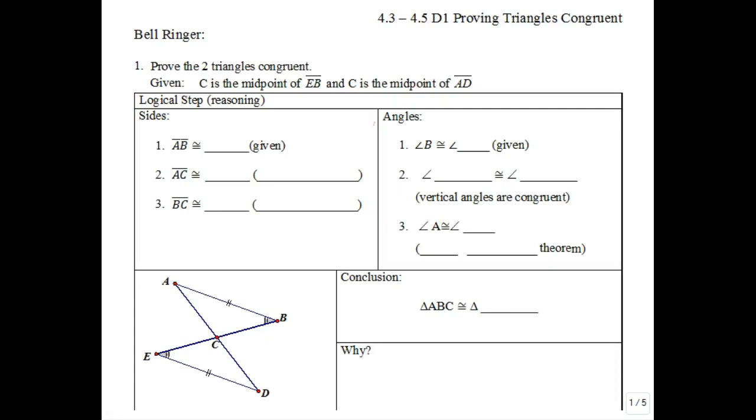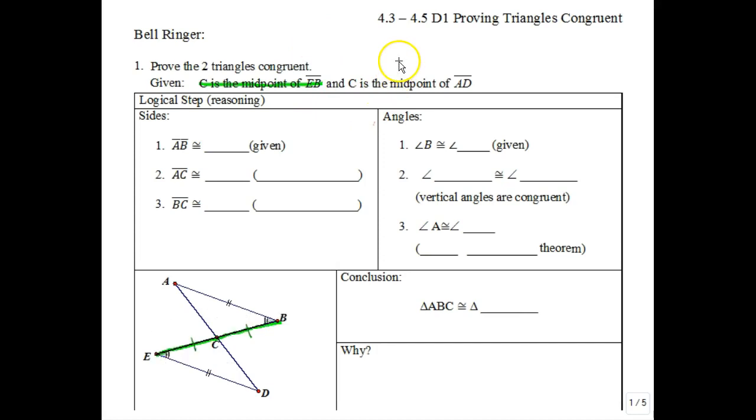Good afternoon. Hopefully you have the bell ringer, and our first job is to prove that there are two triangles that are congruent. So I look down at the picture and I can easily see the two triangles. The next thing I'm going to look at are the givens. One of the givens is that C is the midpoint of EB. So let's take a look.